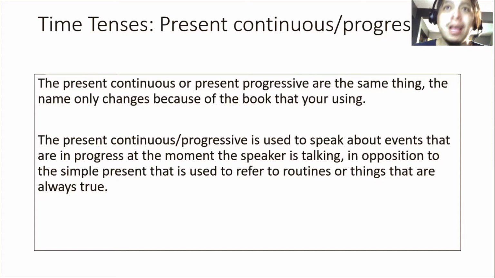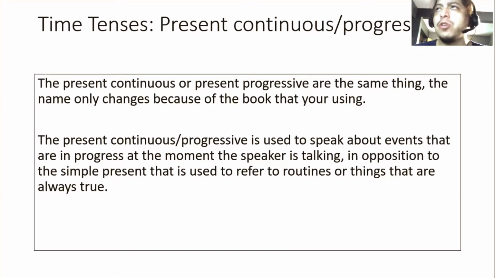In this moment, I am not running in the park. Well, except if this is recorded, whatever, you understand the difference, right? So when you're using the present continuous, you mean in this specific moment. You're trying to say right now, in this moment, okay? The present continuous or present progressive are the same. The name changes depending on the book that you're using.